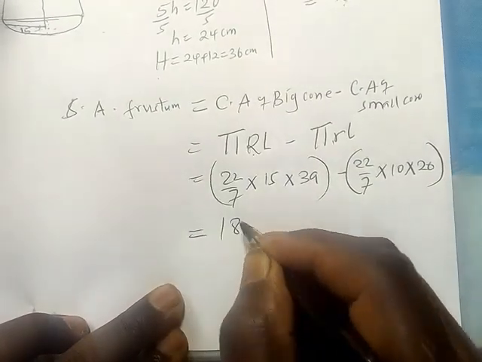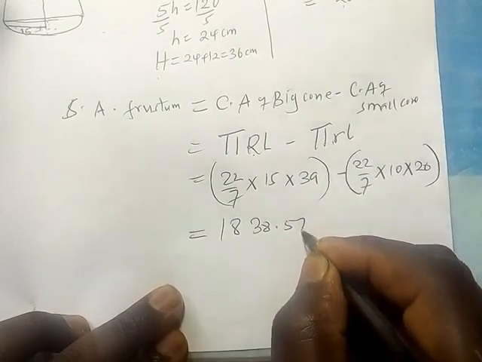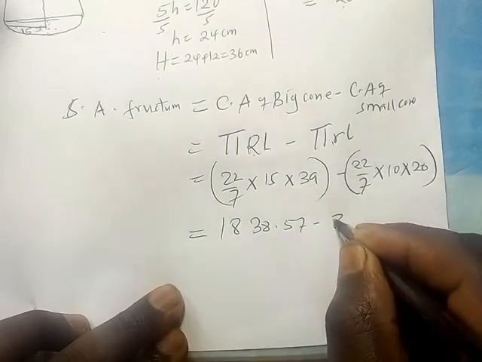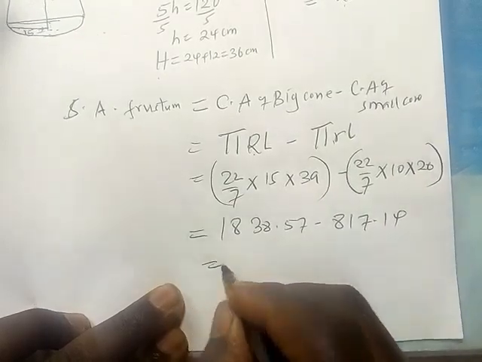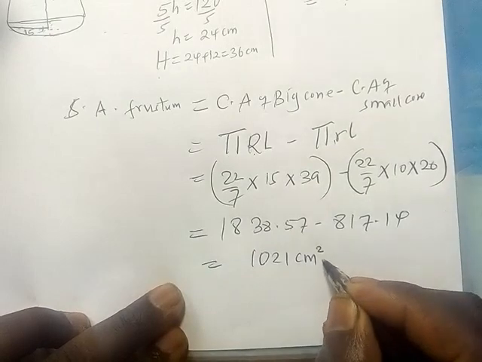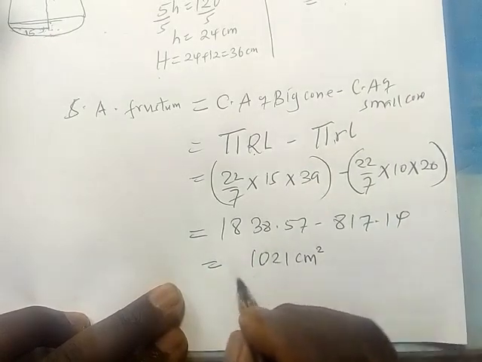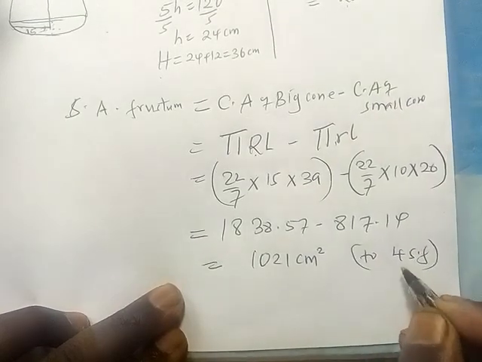The same as 1838.57 minus 817.14, which is 1021 centimeters squared, to 4 significant figures. Remember that.